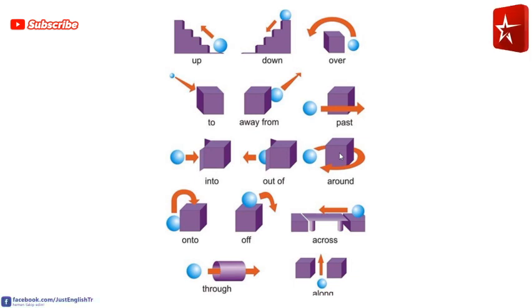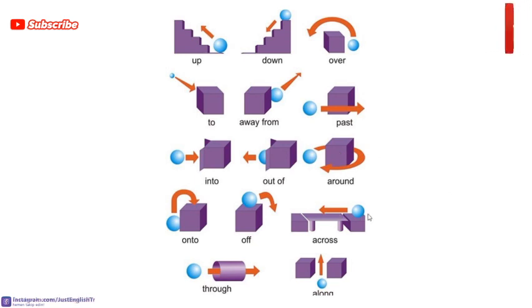Great. On to, üzerine. For example, can you put the ball onto the box, please? Or could you put your papers onto the shelves? Like, on to, üzerine. Great. Off. For example, the ball was going to drop off the box, drop off, düşmek in Turkish. And also we can say drop from, and across, from one side to another.